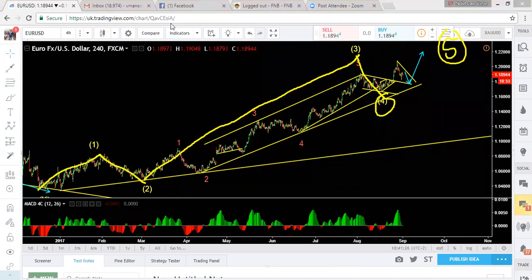Underneath here, we've got the lower degree in red. I didn't label here because I didn't want to clutter the chart. But here is the lower degree 1, 2, 3, 4, 5. Okay, so that's what we have currently. If that is our lower degree 1, 2, 3, 4, 5, we should have the same thing here. We should have a lower degree 1, 2, 3, 4, 5, or it can be any other structure. So we're going to have another 1, 2, 3, 4, 5.